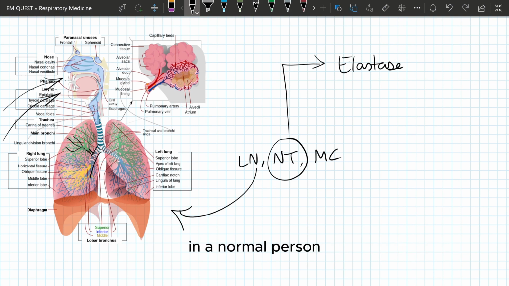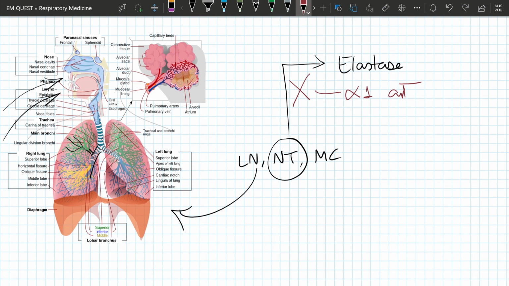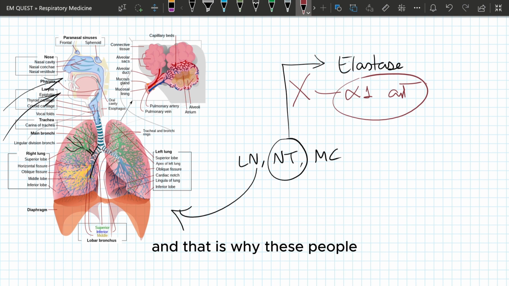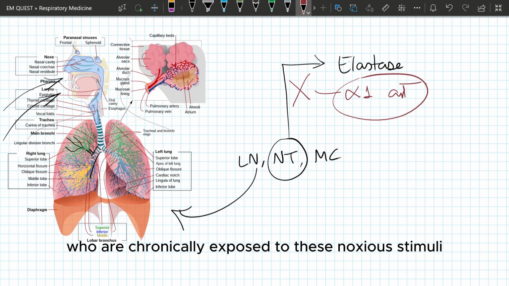In a normal person, generally this process is inhibited by our alpha 1 antitrypsin. There are people who are deficient in alpha 1 antitrypsin, and that is why these people are very notorious for developing COPD, as well as people who are chronically exposed to these noxious stimuli.